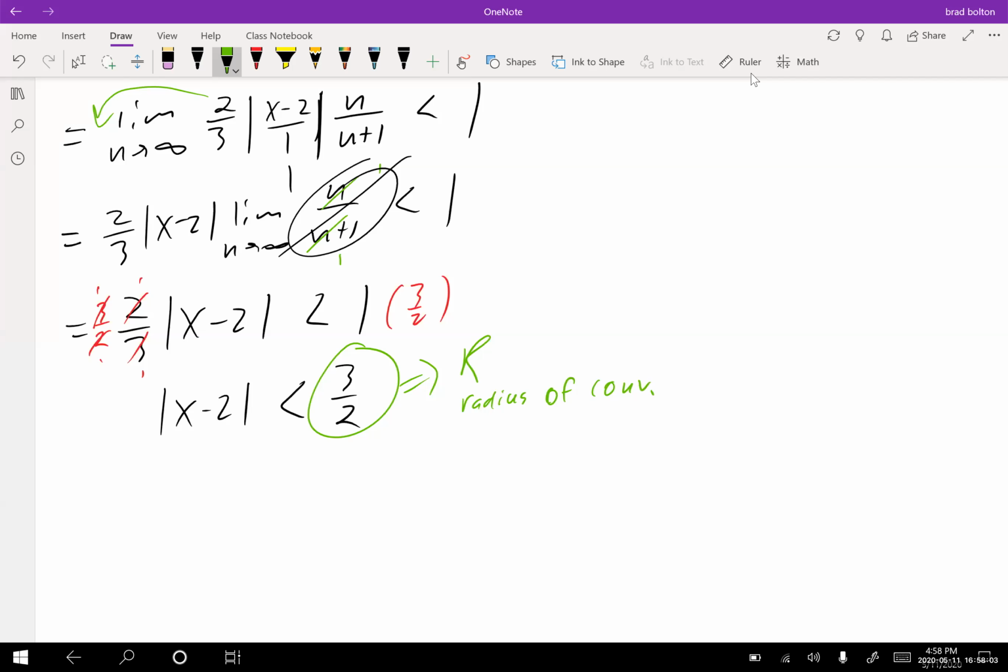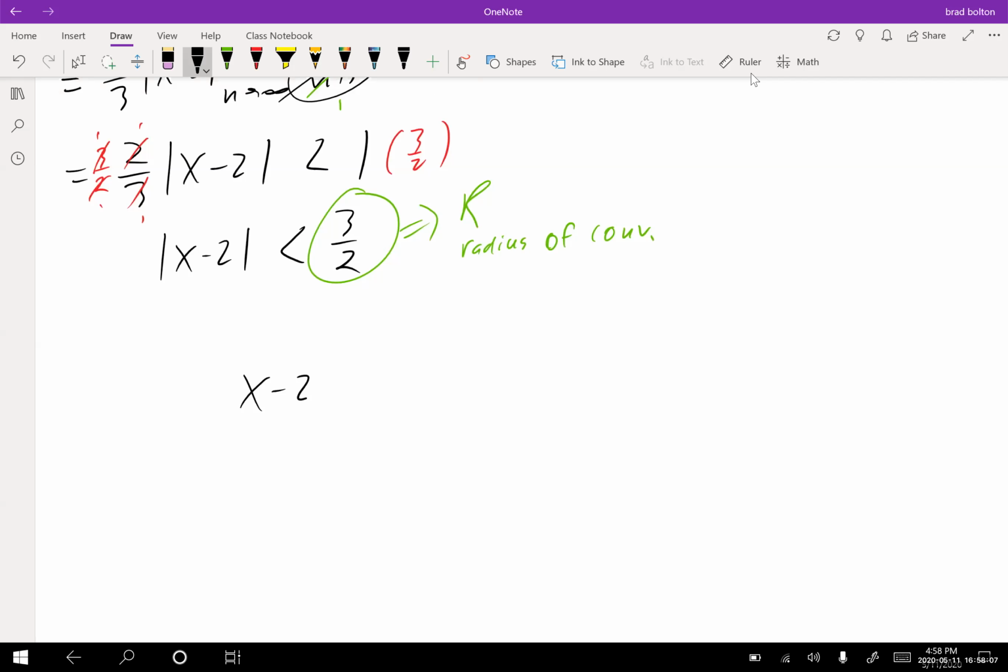Okay, but they asked me for the interval of convergence. So what I'm going to do is I'm going to take x minus 2, and I'm going to do this less than and less than, make it a compound inequality. I'm going to put negative 3/2 and positive 3/2. Remember, this is how we undo it. And then we plus 2, plus 2, plus 2.